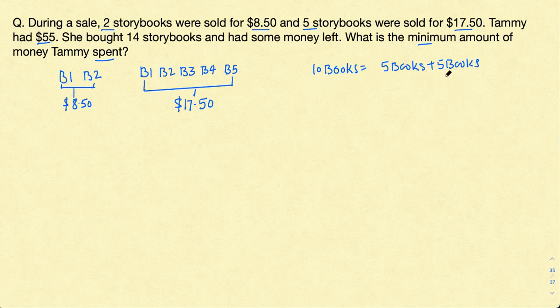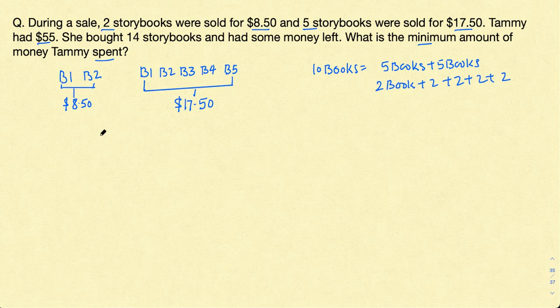So one way is I can buy in bundles of five. Another way is I can buy in bundles of two: 2 plus 2 plus 2 plus 2 plus 2, and so on. So how many such sets do I have to buy? Five. That is another way. Both ways I will buy 10 books only. But which is the better way? Which is the more economical way?